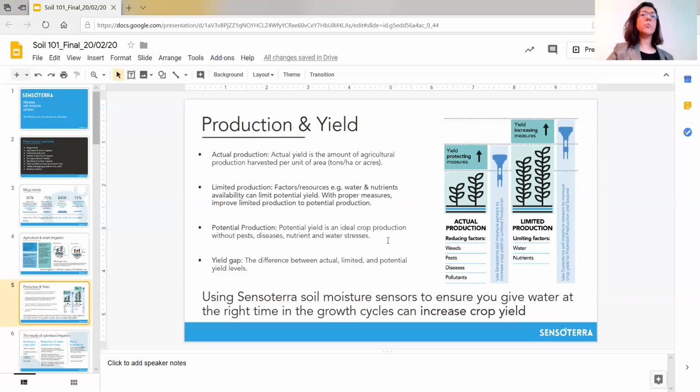Now going to the limited production. So limited production is influenced by water and nutrients availability. So there can be limited factors to achieve the potential yield.